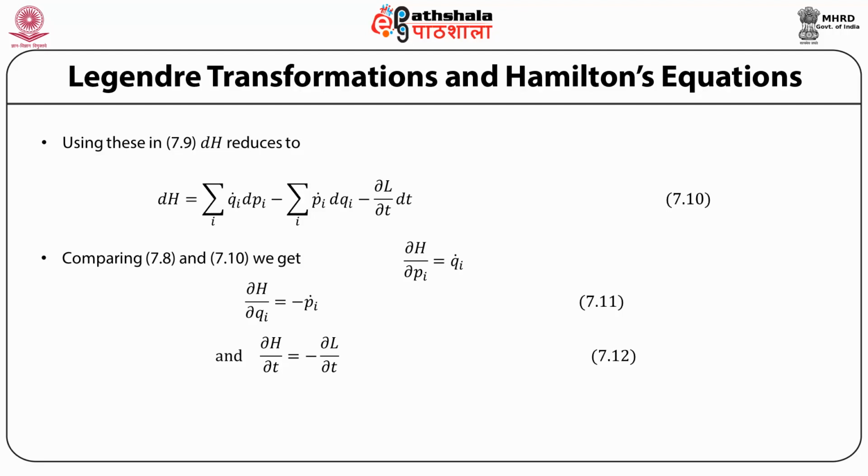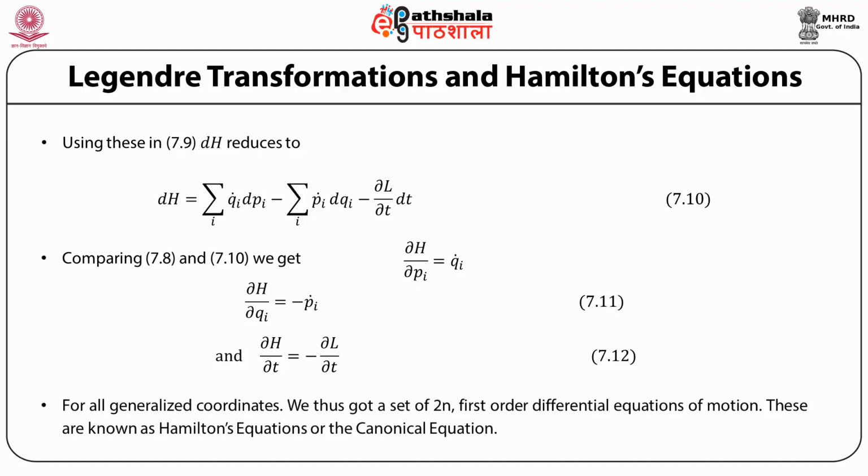That is, the partial derivative of the Hamiltonian with respect to the ith conjugate momenta is equal to the time derivative of the ith generalized coordinate, and the partial derivative of H with respect to the ith generalized coordinate is equal to minus the time derivative of the ith conjugate momenta, and the partial derivative of H with respect to time is equal to minus the partial derivative of L with respect to time. And this holds for all generalized coordinates.